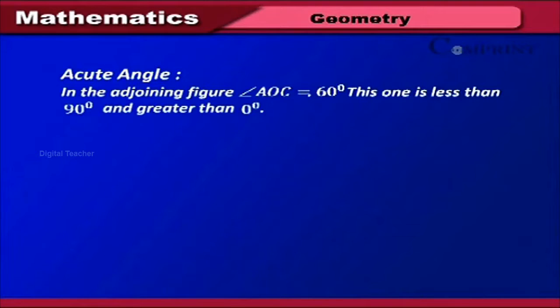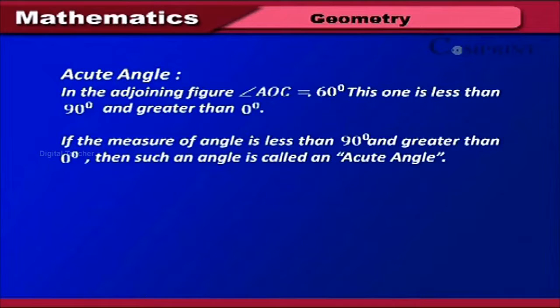Acute angle. In the adjoining figure, angle AOC is 60 degrees. This is less than 90 degrees and greater than 0 degrees. If the measure of an angle is less than 90 degrees and greater than 0 degrees, then such an angle is called an acute angle.